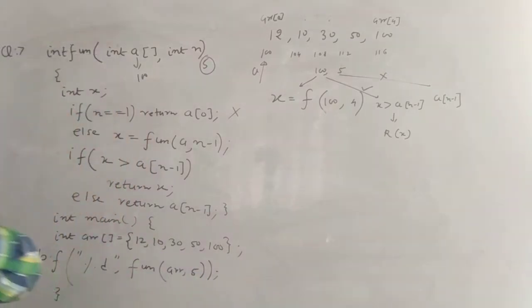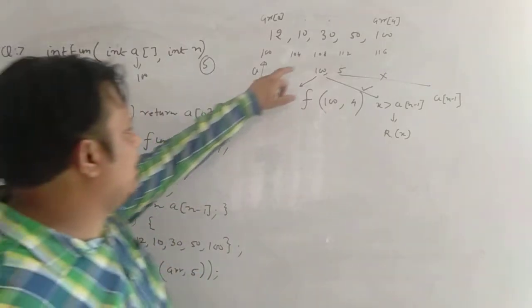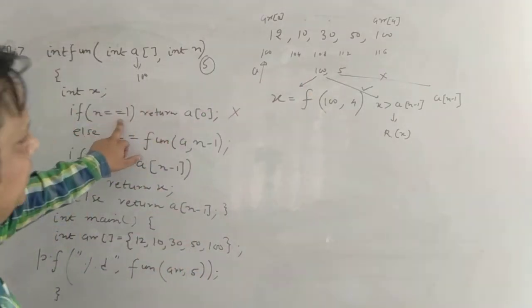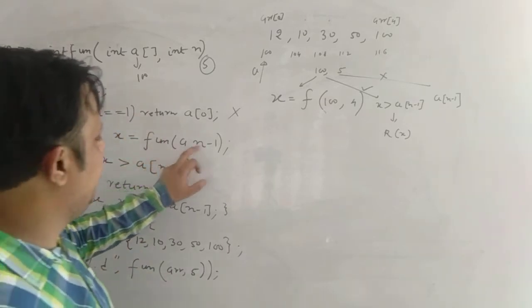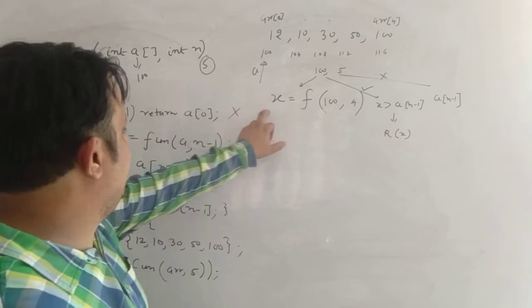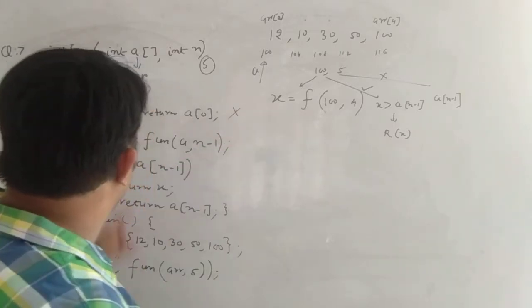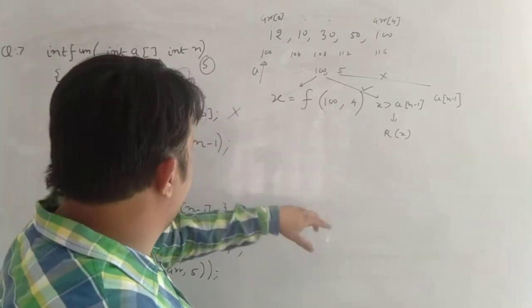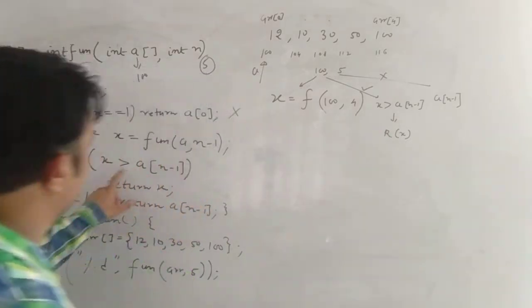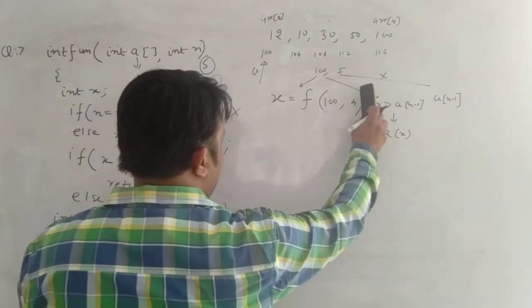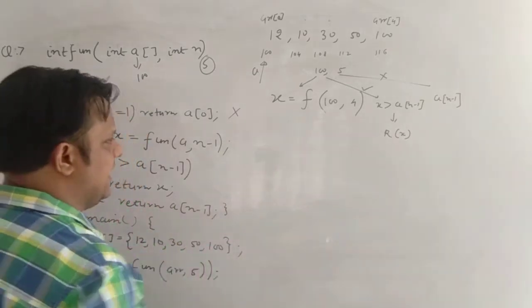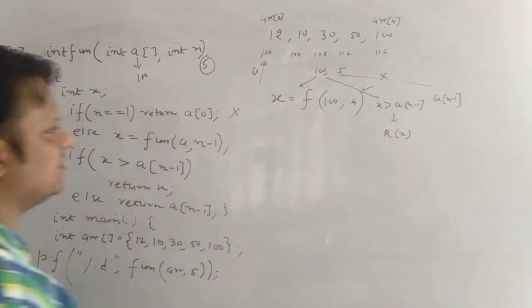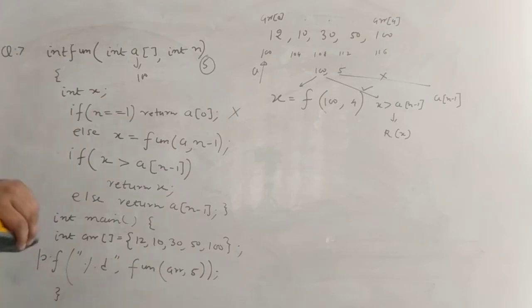So what I am doing, I am passing 100 comma 5. With n not equal to 1, your condition becomes false. So in the else part, x is equal to function a comma n minus 1. We are evaluating this x, and after that we are checking if x is greater than a of n minus 1. If this condition is true, we are returning x, else we are returning a n minus 1. So now let's try to solve this.